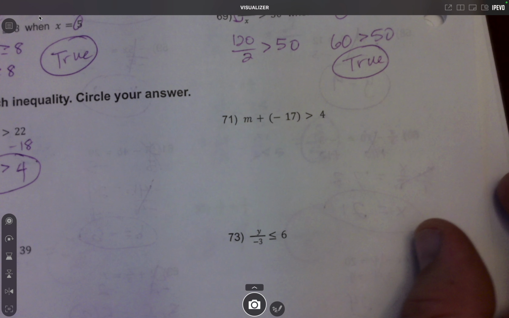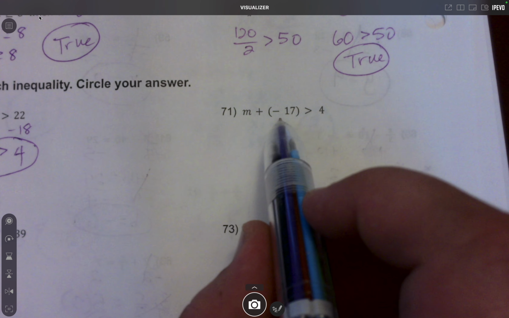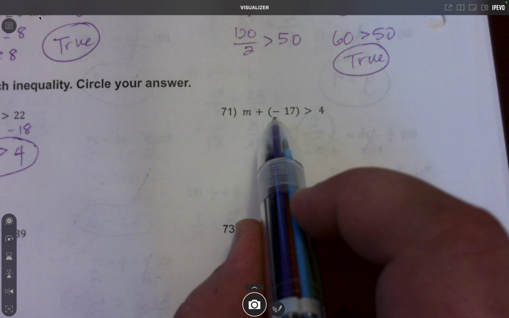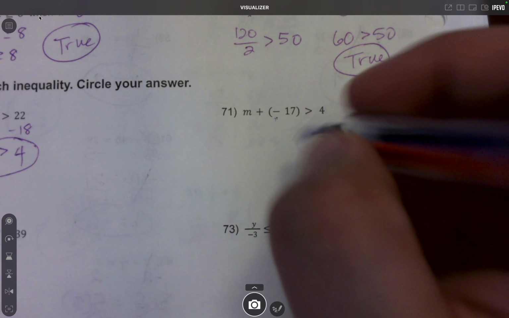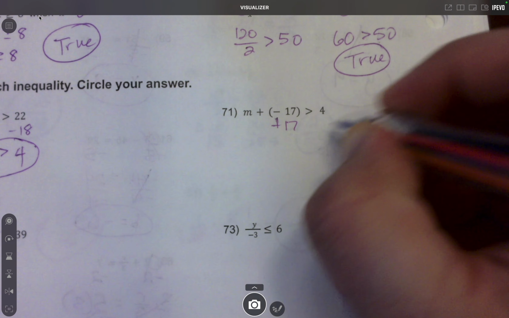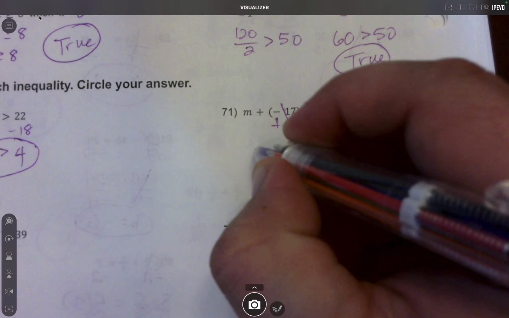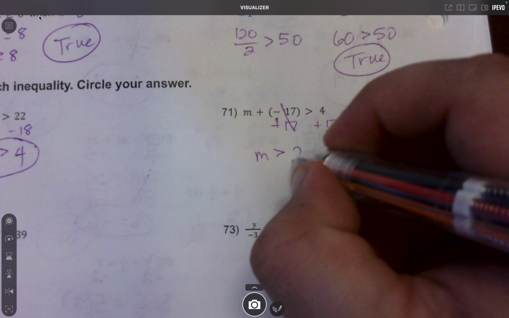On 71, we want to move the 17 over, and we look at what is directly in front of the 17. That's a negative sign. I know there's a plus here. That doesn't matter. We have a negative 17 right here. So we'll add 17 to both sides. 4 plus 17 is 21.